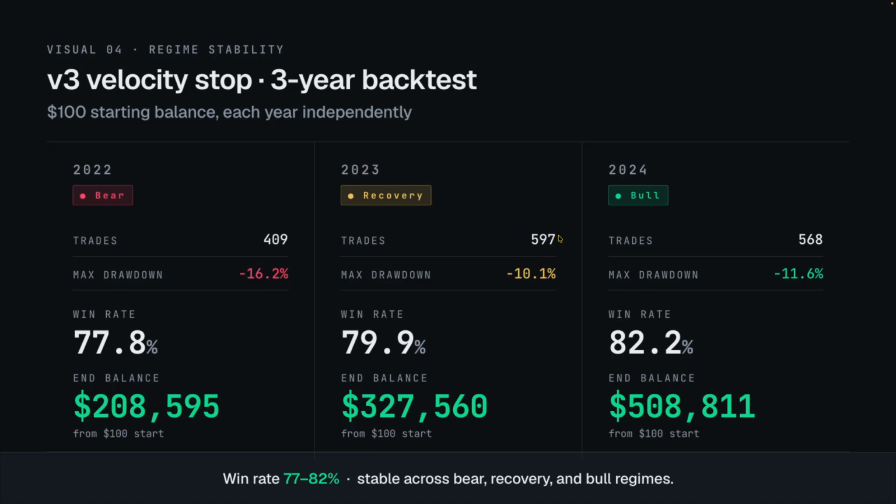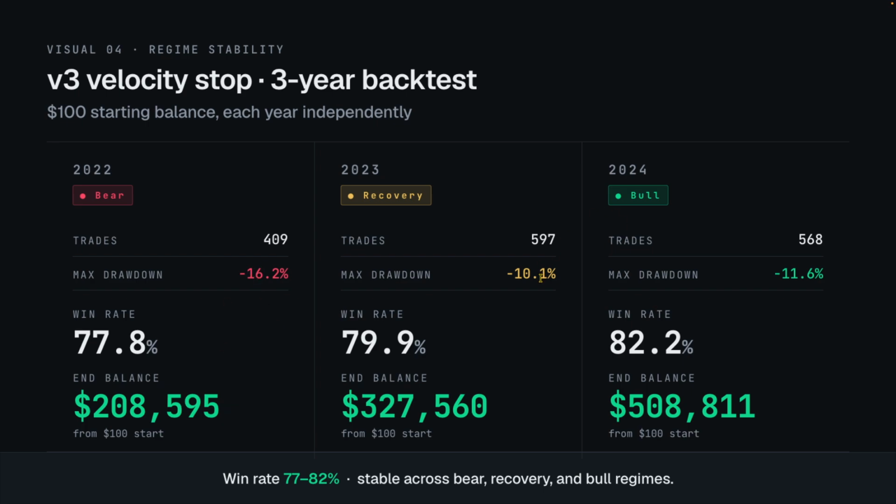Now, 2023 was a recovery year. We had 597 trades. And one thing that you do see is that as we do go up a year, we're seeing that max drawdown drop a bit, which is something that we're looking for. Win rate is increasing, ending balance is increasing, and drawdown is dropping down as well. And drawdown is just letting you know from peak to trough, right? So at one point in time, the strategy lost $16, but it was able to rally to 208,000.